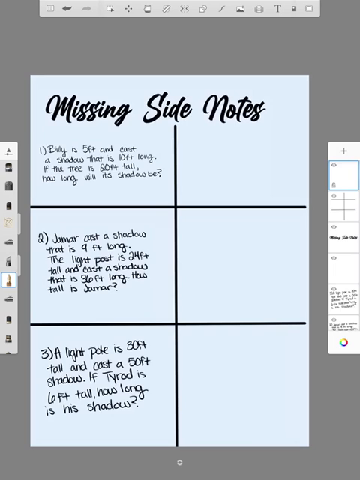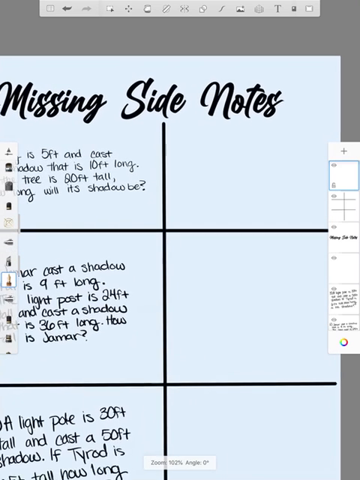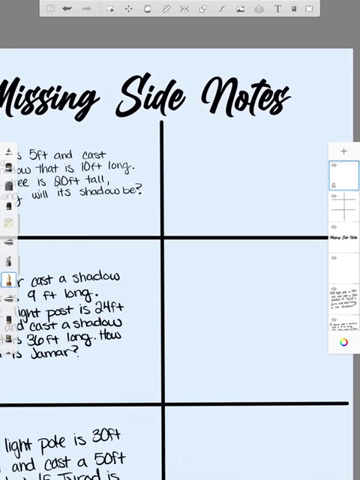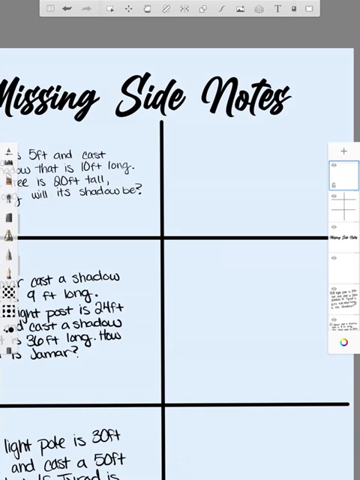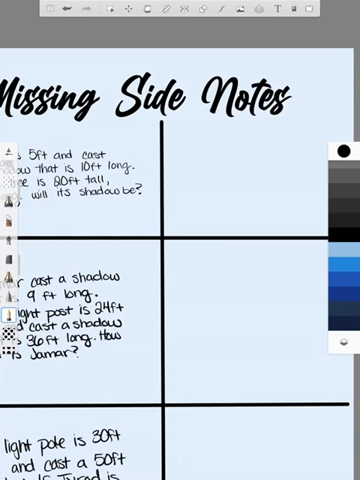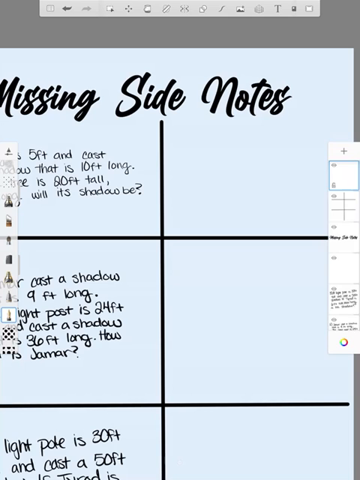And if that's the case, then what we could do is set up a proportion. And the label I like to use is tall over shadow. So I'm going to write down tall over shadow is equal to tall over shadow.